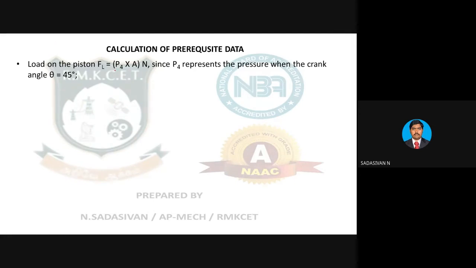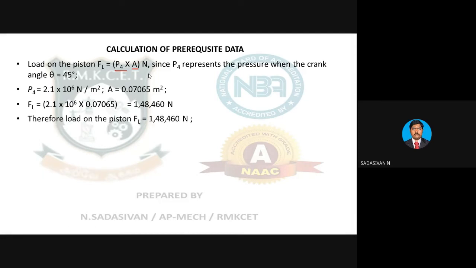Then from here the problem. So this you know, 2.1 into 10 power 6. Cross section area is 300 mm, pi by 4 d square. So P4 into A, so FL equal to load on the piston into cross section area, pi by 4 into 0.3 square. Okay. So it should come around 1,48,460 Newton. That is the load on the piston. Okay. But first I need to find FP to do any solution. What is FP? FL minus FI plus WR. It is a vertical engine. Same fundamentals. No change in that. So load on the piston I found out.